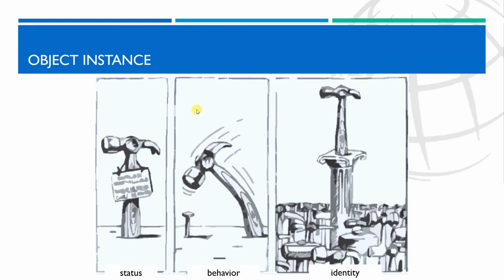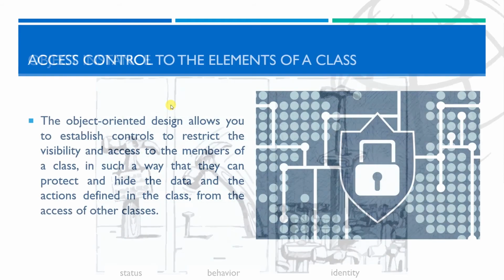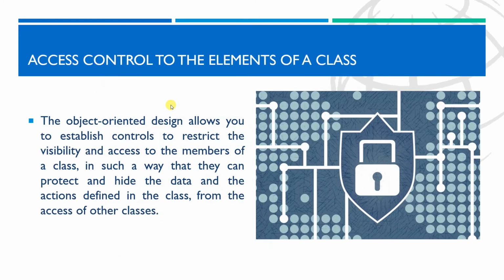The next topic is the access control to the elements of a class. Object-oriented design allows you to establish controls to restrict the visibility and access to the members of a class in such a way that they can protect and hide the data and the actions defined in the class from the access of other classes.